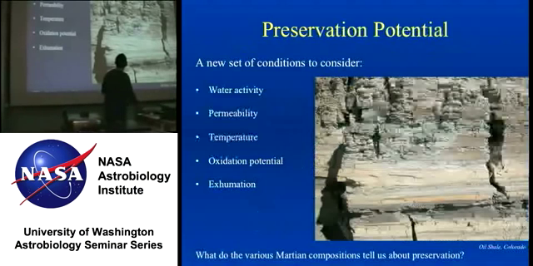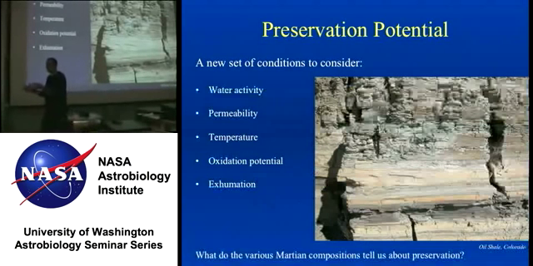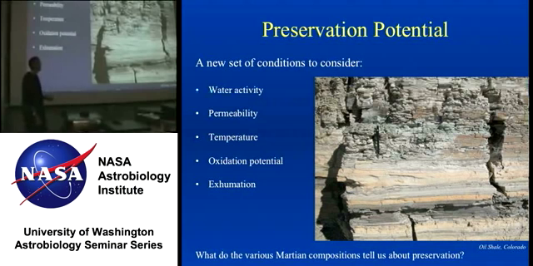The second point, and I'm almost done, is preservation potential. So not only do you have to have habitability, but whatever you grow in this environment has to stay there for you to discover it later on. And so that brings up a whole new set of conditions to consider. Once again, water activity, but instead of a high number, you want a low number to preserve it. Essentially, you want to pickle something.